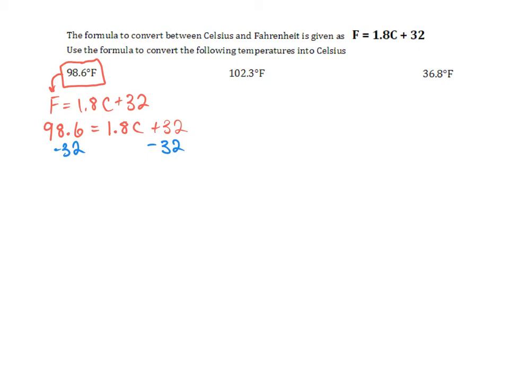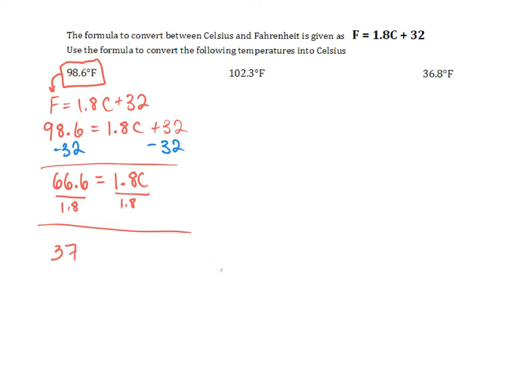I know I can subtract 32 from both sides, and that will leave me with 1.8C on the right, and 98.6 minus 32 is 66.6 degrees. And now I can use the division property of equality. I can divide both sides by 1.8, and what I get on the left is 37, and on the right is C. So this is 37 degrees Celsius. And what we just did there was convert 98.6 into Celsius.